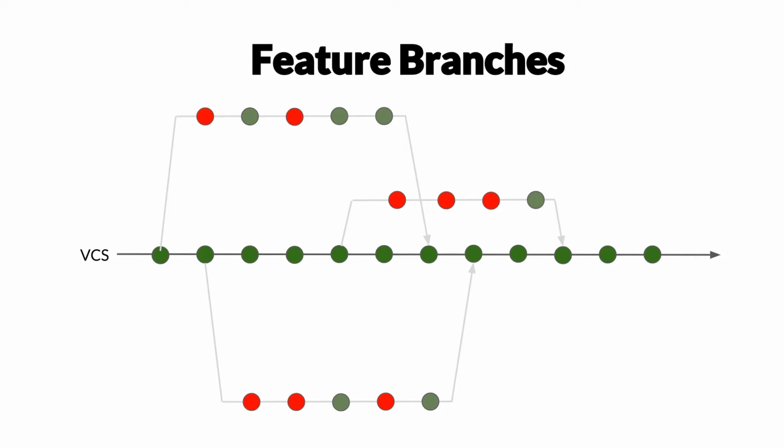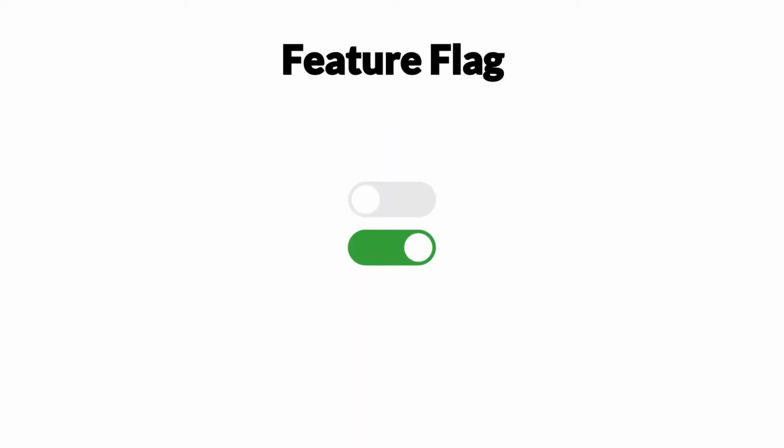But feature branches do come with their share of problems, as anyone who's tried to merge two really long-lived branches can testify. Another alternative is feature flags. A feature flag is basically just a toggle that toggles a feature on or off. This way, while the feature is still being worked on, it can be kept off, and only once it's ready, it can be turned on. This allows all developers to work directly in trunk, even with unfinished code.